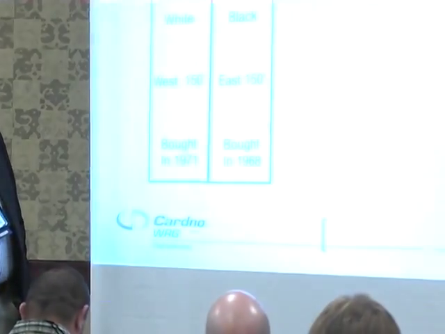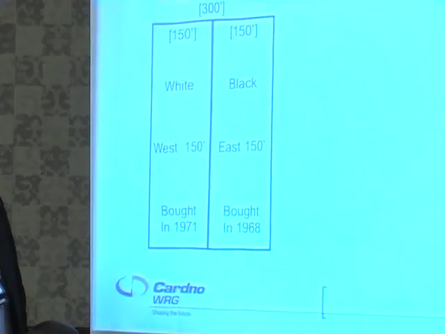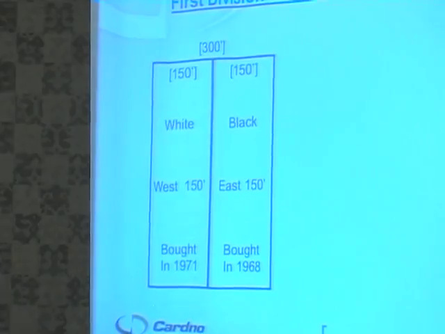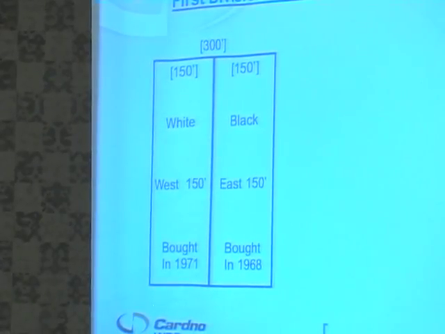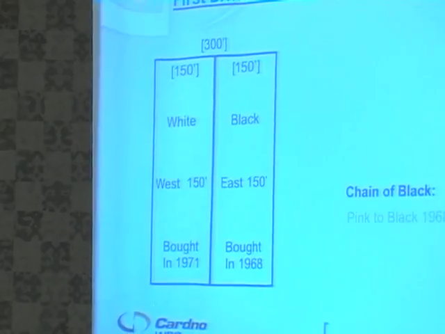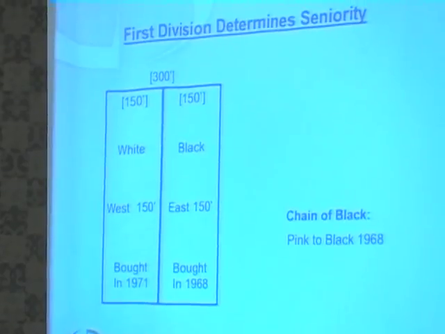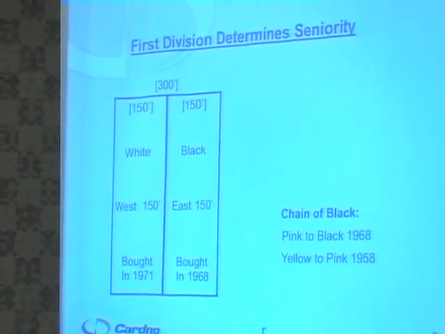So we have two parcels here, side by side, created out of the parent parcel. White has the west 150, black has the east 150. White bought the property in 71, black bought the property in 68. Which one's junior, which one's senior? We don't know, because all we have is a conveyance. So we need to get the title company to give us a chain of title going back. So we get the chain of title. The chain of title from black comes in first. Black bought the parcel from pink in 68. Pink bought it from yellow.